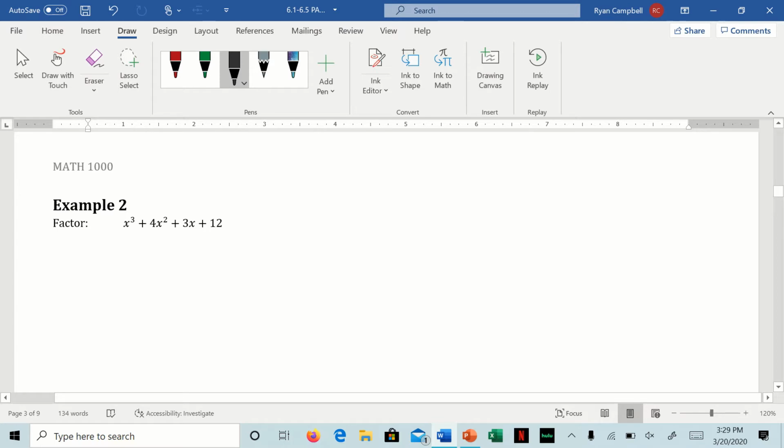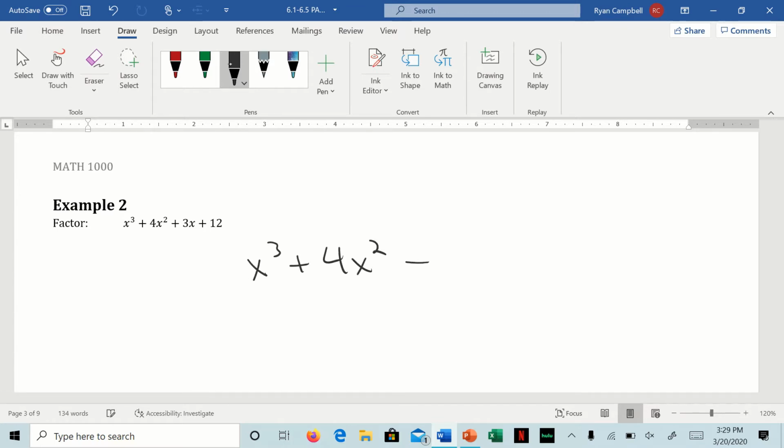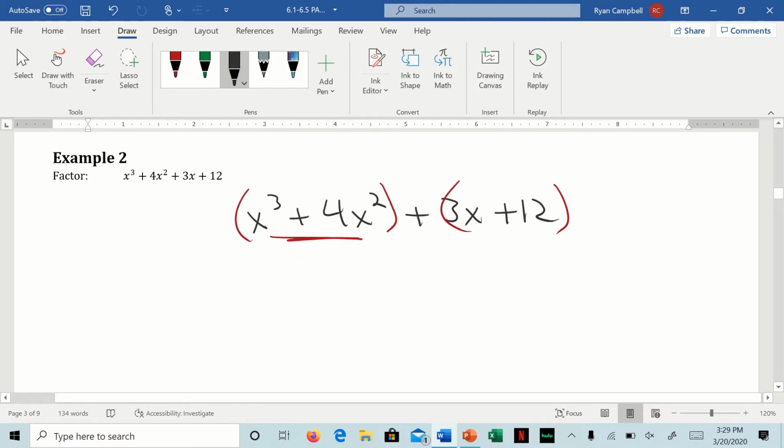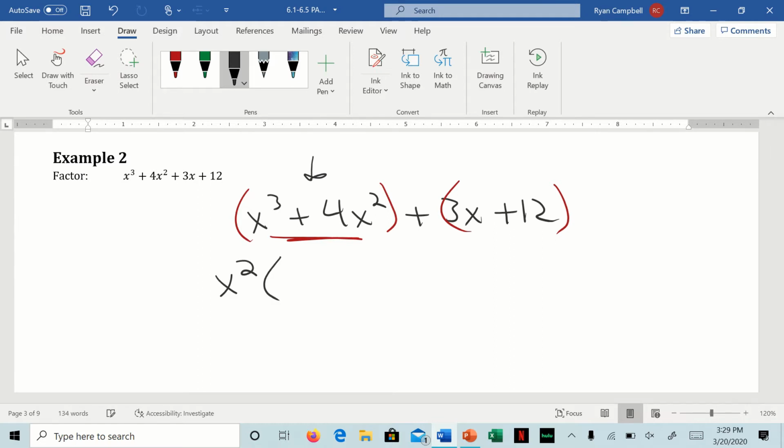So let's look at this. We've got x cubed plus 4x squared plus 3x plus 12. The first thing we want to do is group them up, so we group the first 2 and the last 2. In the first group, what's the greatest common factor of just these 2 terms? Hopefully you can see it's x squared. What times x squared is x cubed? x. What times x squared is 4x squared? Just 4.